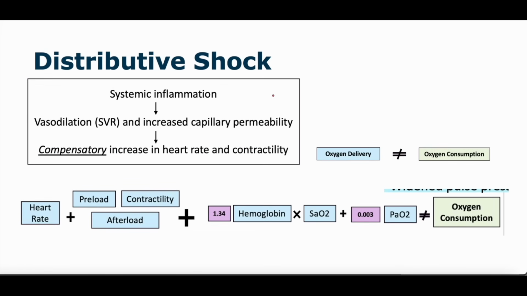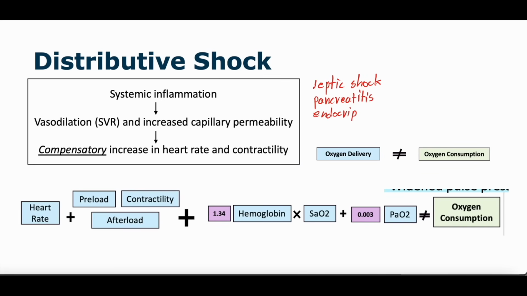Well, what happens in distributive shock is you often get a degree of systemic inflammation. Sometimes this is from septic shock, or you have an infection that is causing systemic inflammation. This could also be from things like pancreatitis, right, where you get a large degree of inflammation throughout the body because your pancreas is inflamed. You also sometimes see distributive shock with things like endocrinopathies. So maybe your adrenal crisis.